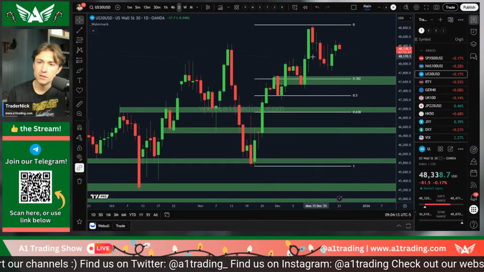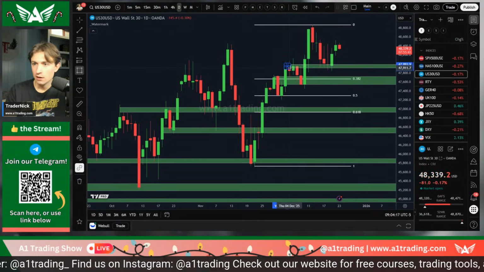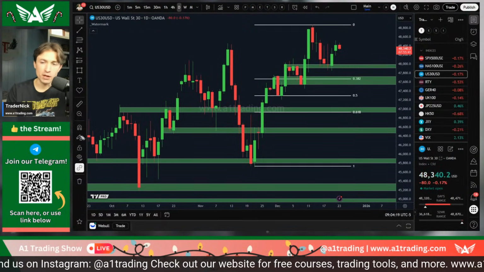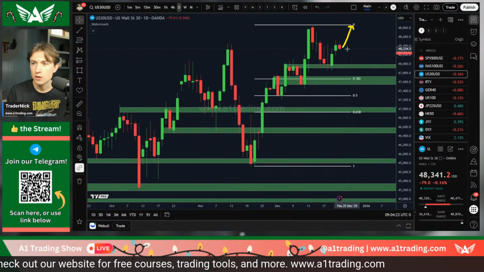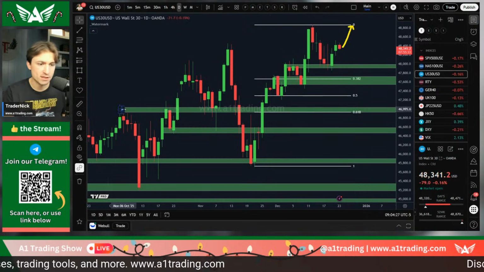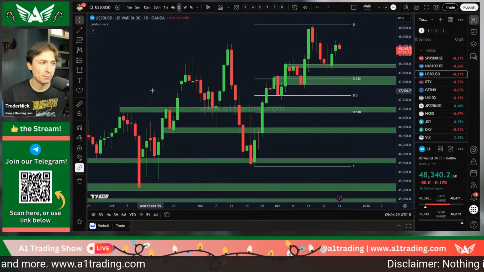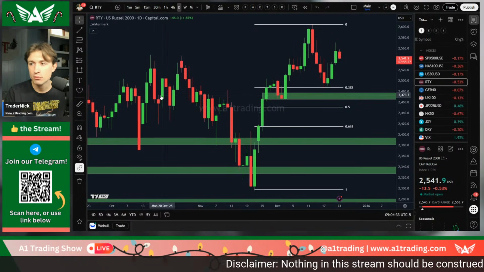Dow Jones looks pretty constructive here, trying to put in another higher low. Watch for this kind of move just to break through the highs. I mean, Dow Jones is pretty close to an all-time high. You're talking about a 1% move higher on the Dow gets us there. So that could very well happen here. If you take a look at the Russell, it's down 0.53%.